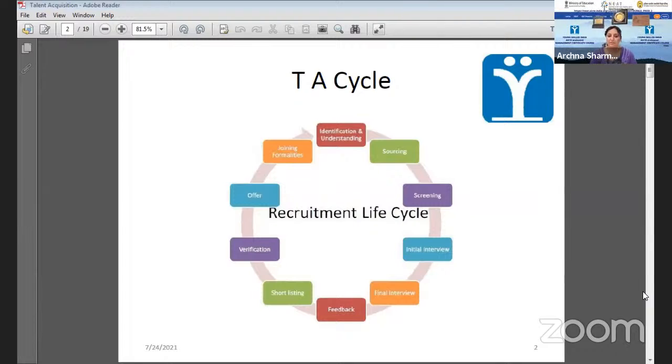This is how the talent acquisition cycle works in the organization. Because I'll just show you the PPT right away.